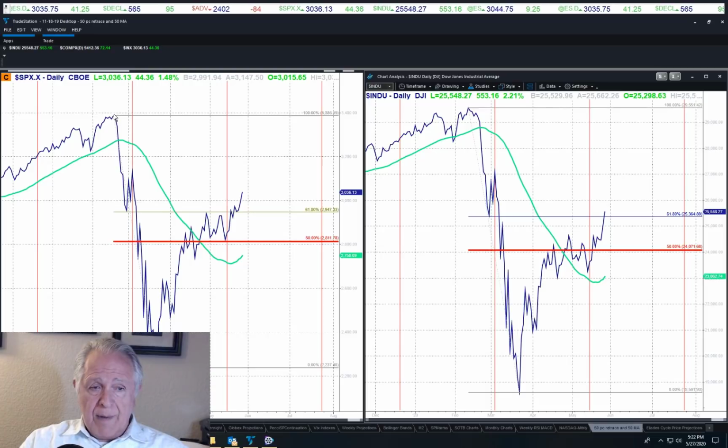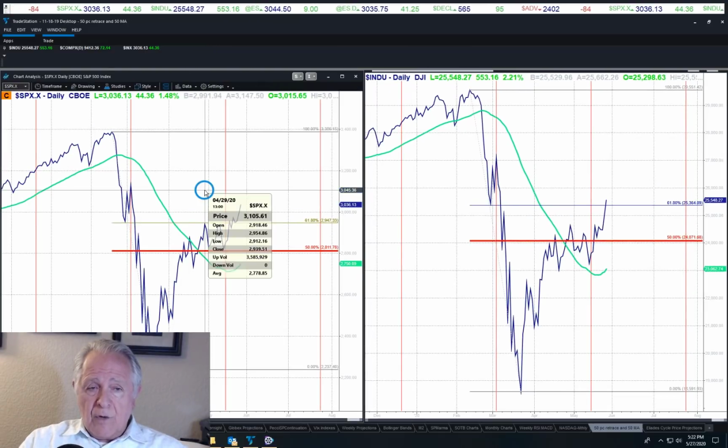This was the all-time high close. This was the March 23rd low close. And these give you the retracement levels, 50%, 61.8. So remember this a couple of weeks ago? When did it happen? Maybe a month ago. It was April 29th, almost exactly a month ago.